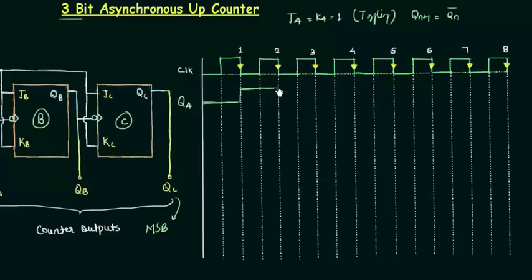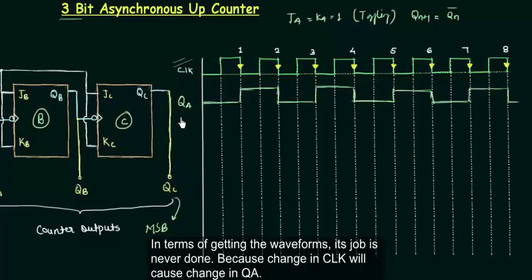So 1 will become 0, it will go low till the next falling edge, and in the same way we can plot the value of QA for the rest of the falling edges. It's not a new thing for you, you have already seen these things many times. So this is how QA will look.